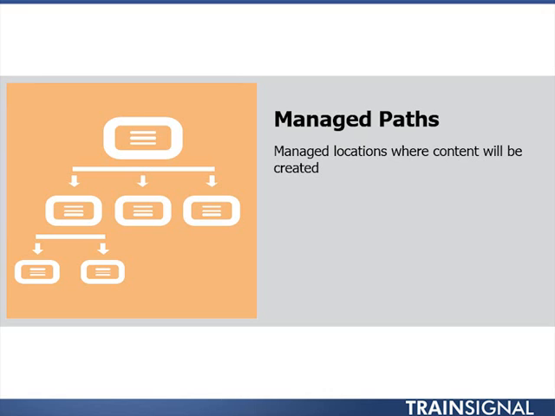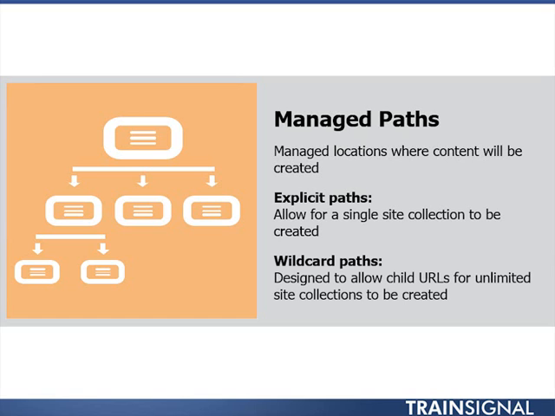Now, there are two types of managed paths. Explicit paths allow for a single site collection to be created. This doesn't leave us any room to create additional site collections below it, as opposed to a wildcard path, which is designed to allow for child URLs so that we can have unlimited site collections created beneath it. What we intend to do in this lesson is actually use both. We're going to create a site collection using an explicit path and several using wildcard paths. So hang on there with me. We're just moments away from doing that.